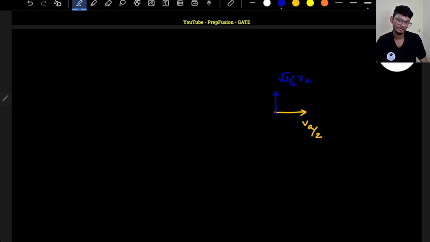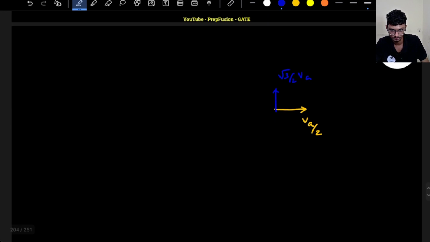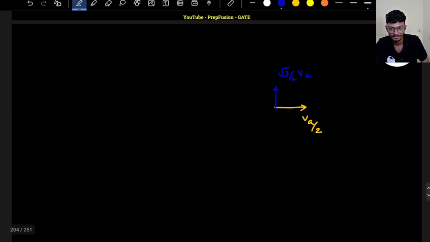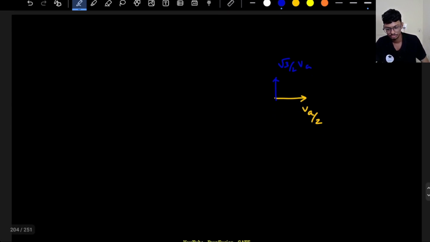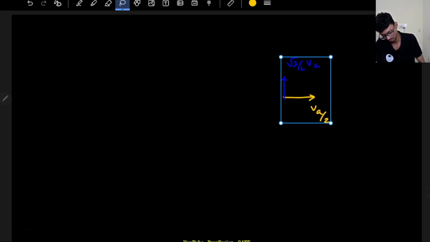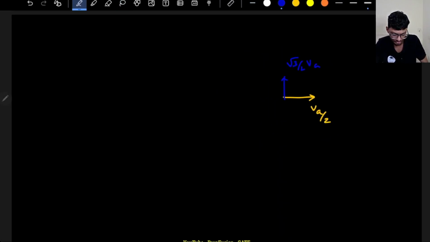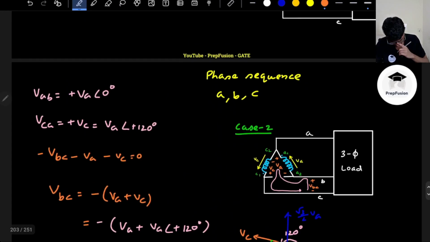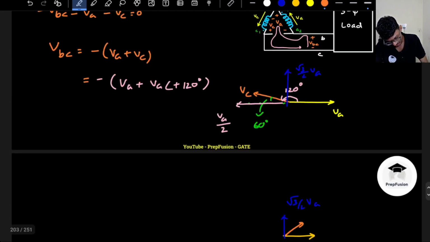Okay. Now if I find out this value, what will it be? The value here will be root 3 by 2 whole square plus VA by 2 whole square, that is V only. So my VBC, okay, no mistake, VBC is V only. VBC actually comes out to be V only.